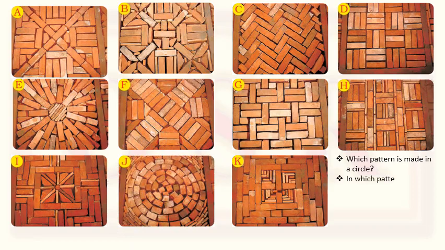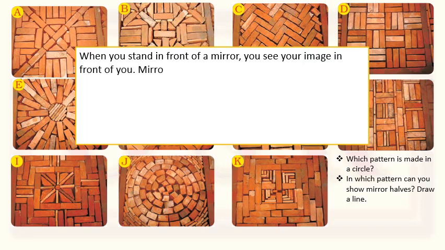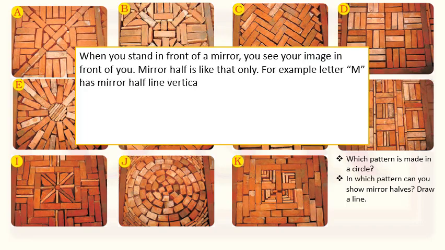In which pattern can you show mirror halves? Draw a line. Now, what is a mirror half? When you stand in front of a mirror, you see your image in front of you. A mirror half is like that only. For example, letter M has a mirror half line vertically splitting it. Letter F doesn't have a mirror half line.